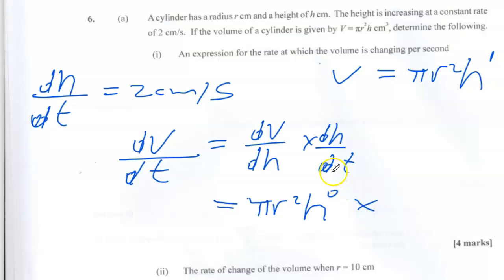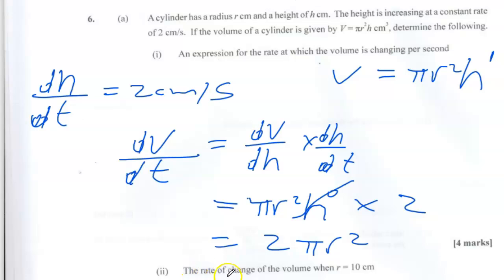Times dh by dt, that's 2. And of course, h to the power 0 is 1. So all we have left is just 2 pi r squared. So the expression for dv by dt is 2 pi r squared.